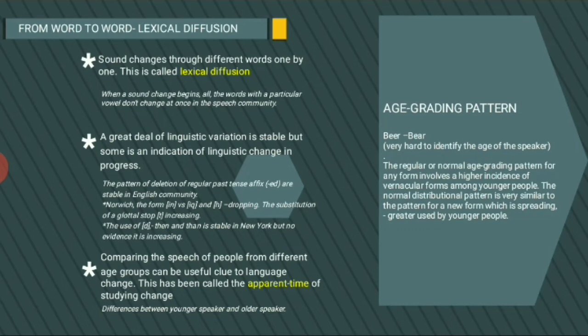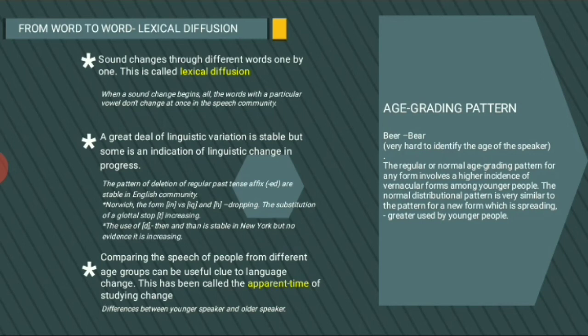This is called lexical diffusion. When a sound change begins, all the words with a particular vowel don't change at once in the speech community. A great deal of linguistic variation is stable, but some is, in addition, an indication of linguistic change in progress. The pattern of deletion of the regular past tense affix -ed is stable in the English community.